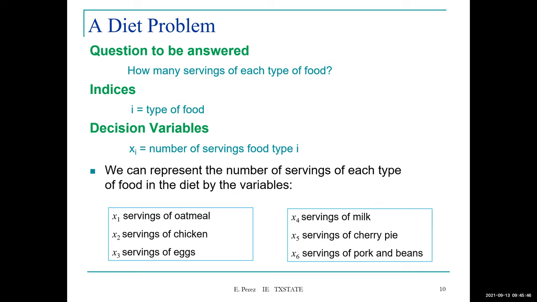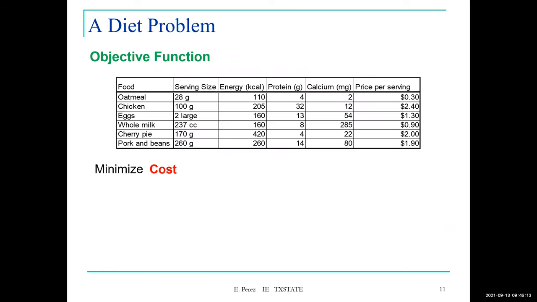Now I have to look at what is my objective function, right? So my objective function is, again, in this case, associated with the limited budget. So I want to make sure that I meet these requirements, but I need to make sure that I don't spend more money than I need to. So that should tell you the type of objective function that we're going to use in this case. So let's move forward.